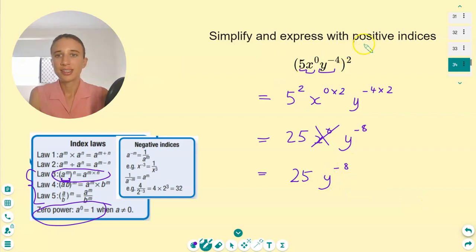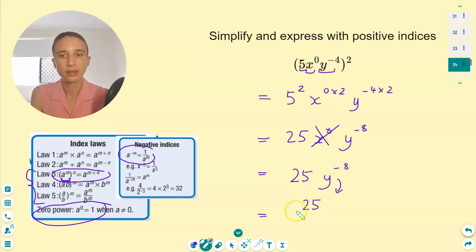And then I just realized it said expressed with positive indices. We've actually got a negative index stuck here. So remembering that negative index rule: a to the negative m is the same as 1 on a to the m. So if we want to make this a positive power, we move it down to the denominator. 25 stays on the numerator. Y to the positive 8 moves down, becomes positive.